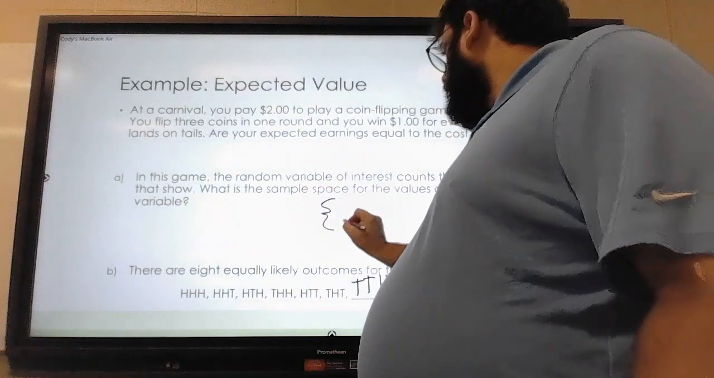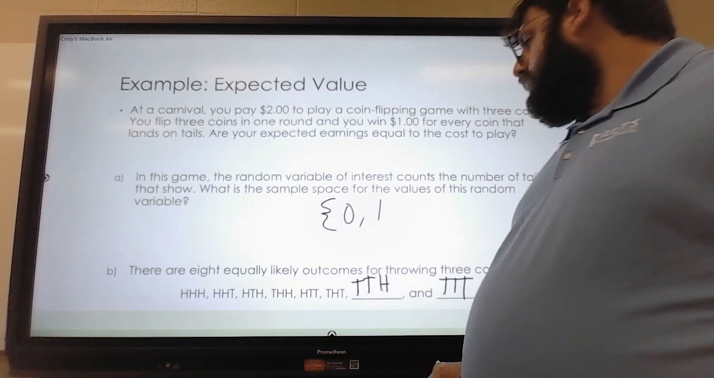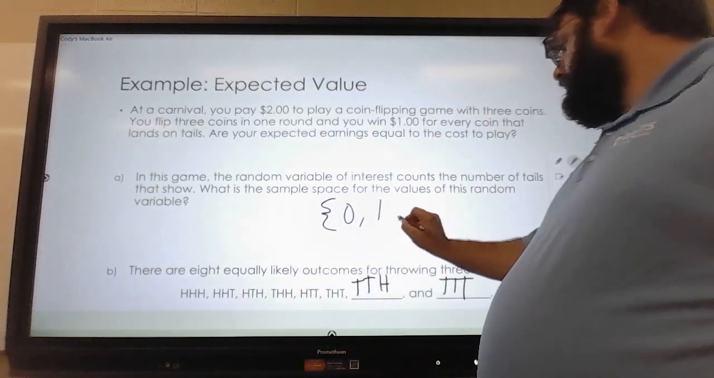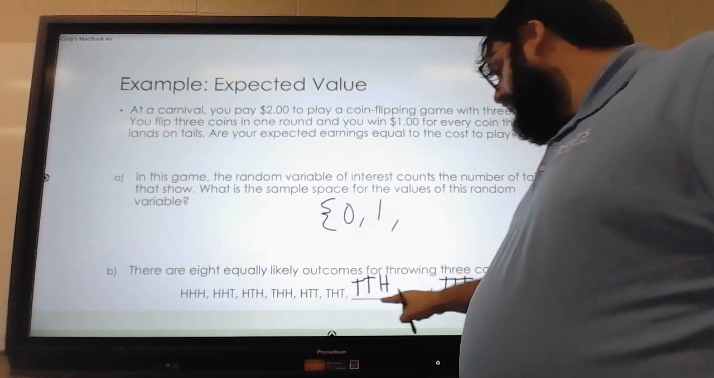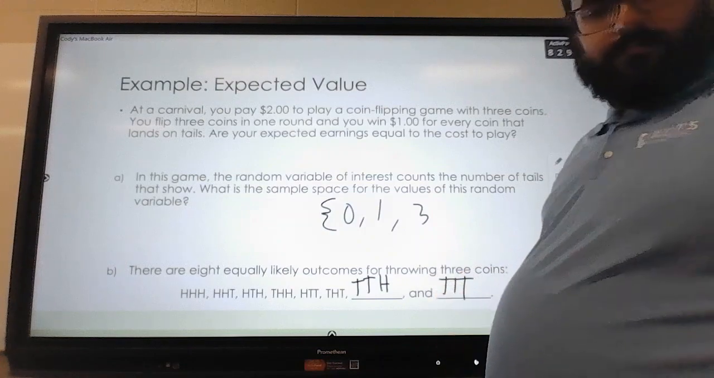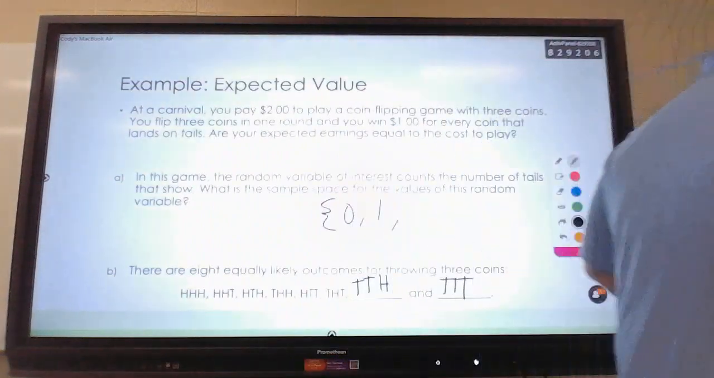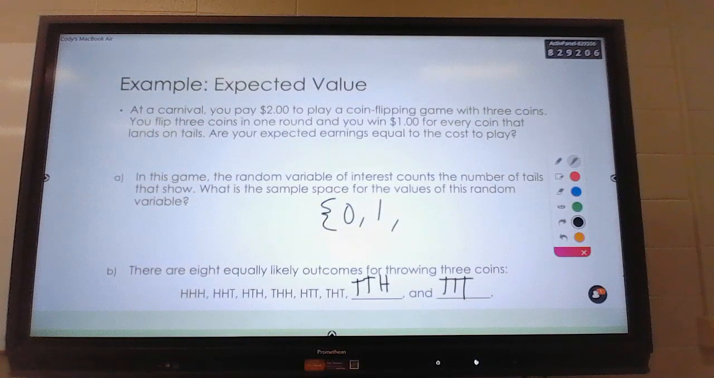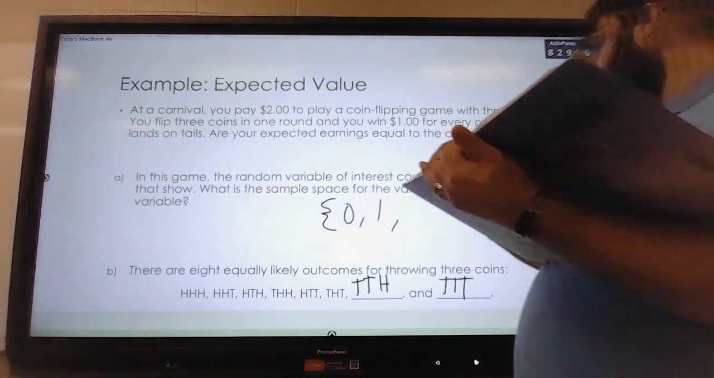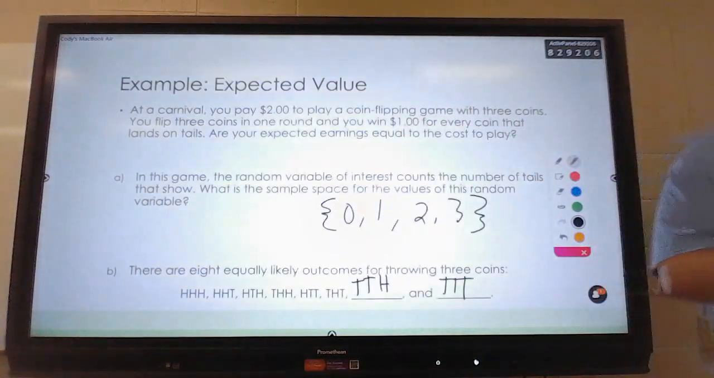Well, I could have 0 tails, like I did here. I could have 1 tail, like I have here. I could have 2 tails, like I have here. Hold on 1 second, I think I messed that up. Yeah. I could have 2 tails, or I could have 3 tails. So 0, 1, 2, and 3 are my sample space.